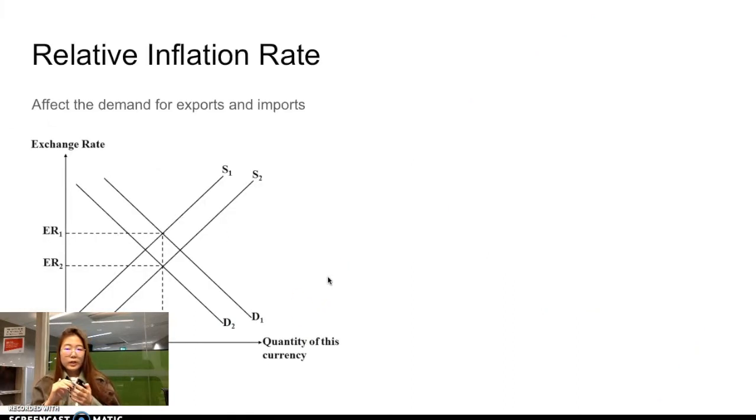Relative inflation rate affects demand for exports and imports within a country. If it is increasing, it will result in less demand for exports and currency, shifting the demand curve to the left. The other way around, the demand for imports will increase and there will be more supply of currency, shifting the supply curve to the right, and this currency will eventually depreciate against another one.